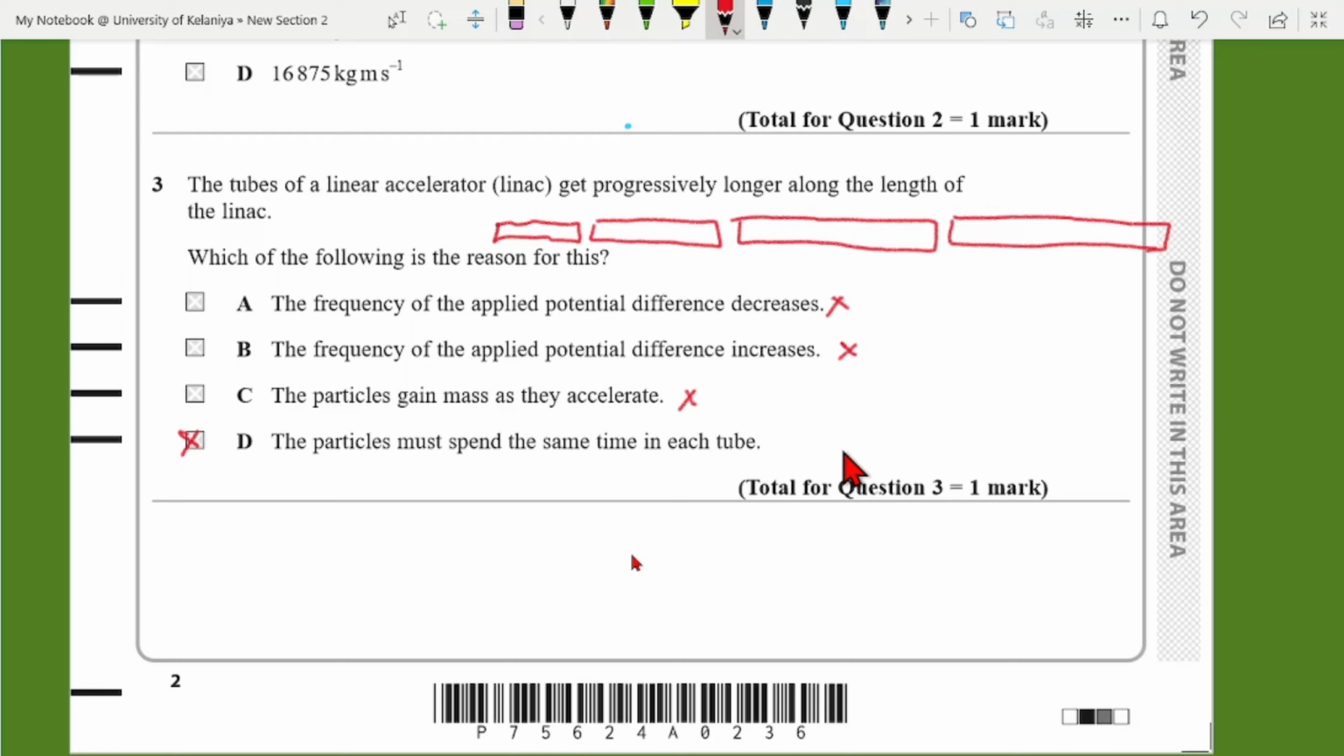So if they want to spend same time in each tube, right, same time in each tube, they should go a much longer length than the previous one. So that's why we have to increase the lengths of these tubes. When they approach nearly closer to speed of light, you will have the same length. That's why at the end of the linac the lengths are nearly equal, right?